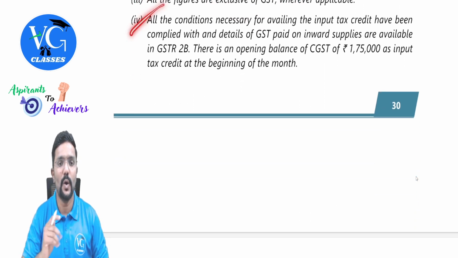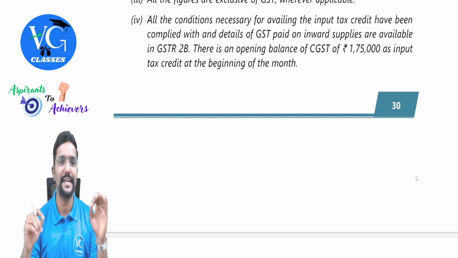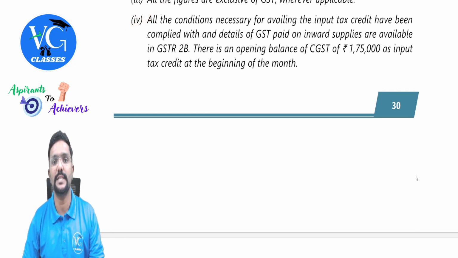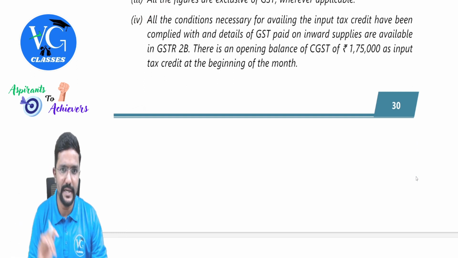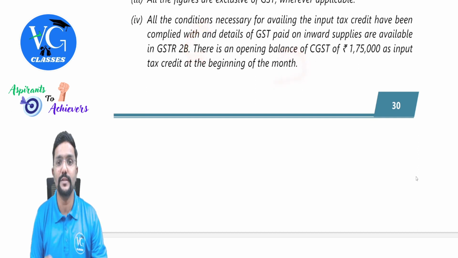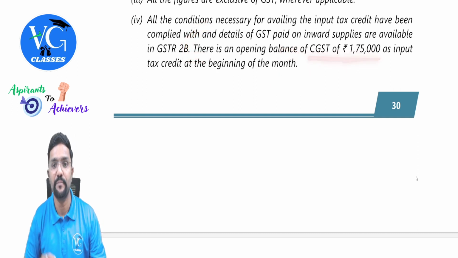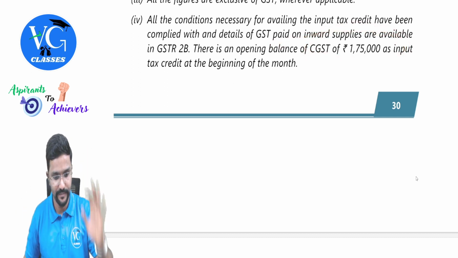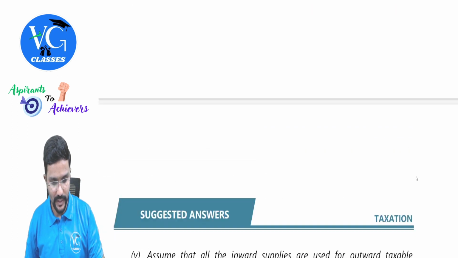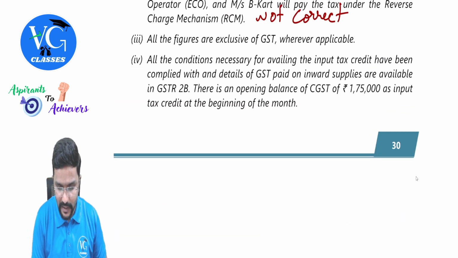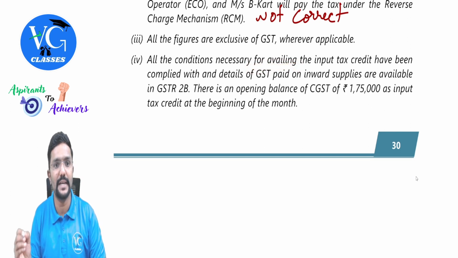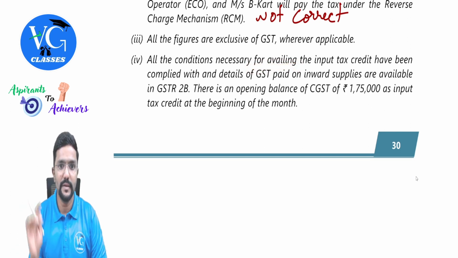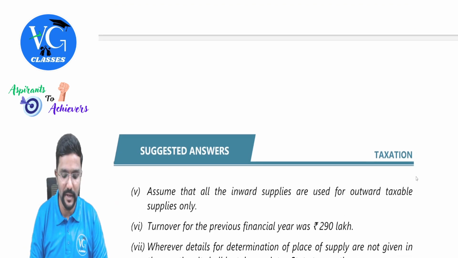Okay. Next, all the conditions necessary for availing the input tax credit have been complied with, and the details of GST paid on inward supplies are available in GSTR 2B. Okay, all the credit is available. And there is also an opening balance of CGST, only CGST, 1,75,000 as input tax credit at the beginning of the month. Please be careful, only CGST opening balance is there. Okay, sir. Fine. Except whatever is given above.